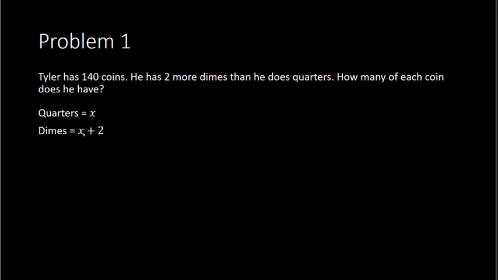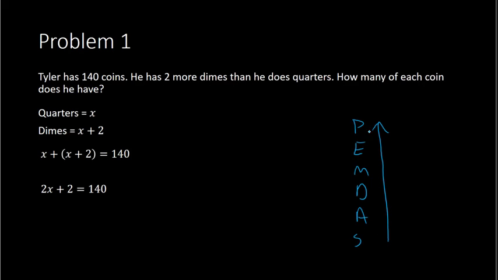So these are our variable expressions, and from here we can create our equation. We know that the total of coins is 140. So if I take x plus x plus 2, that would equal 140. This is my equation, and from here I can solve. x plus x is 2x, so I have 2x plus 2 equals 140. When you solve an equation, you work in reverse order of operations. So we see addition and we see multiplication. Begin with the addition first and take care of that by subtracting. So we now have 2x equals 138, and then I can divide both sides by 2.